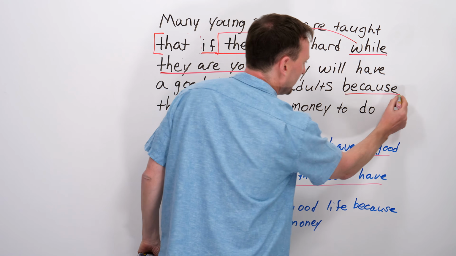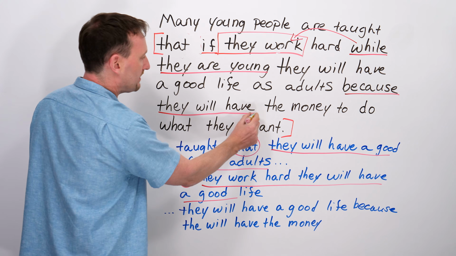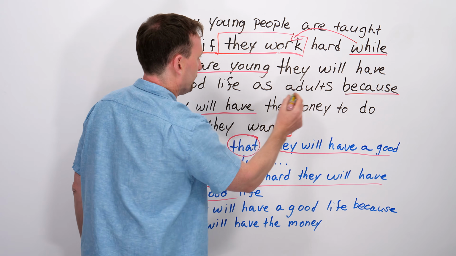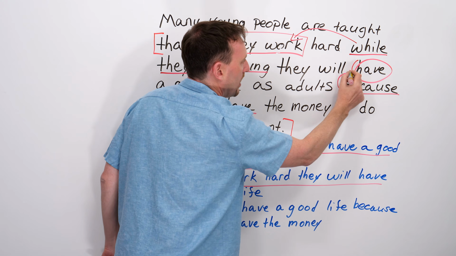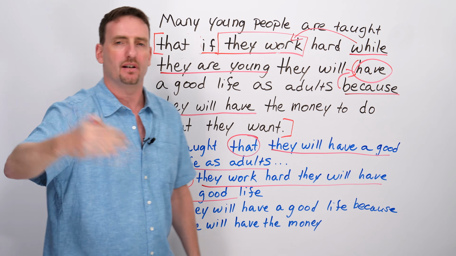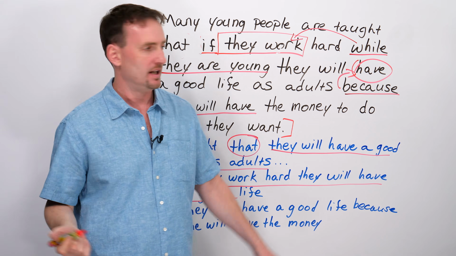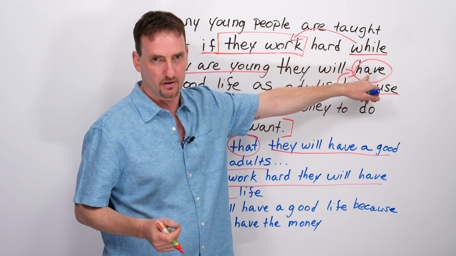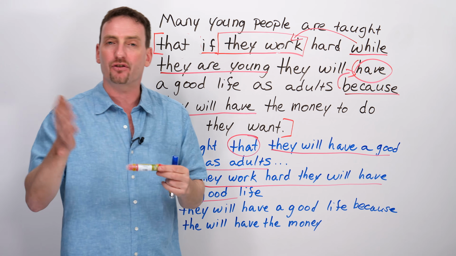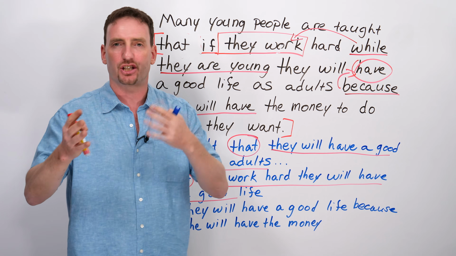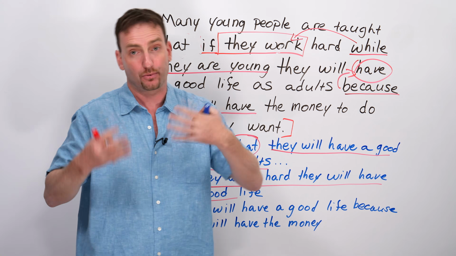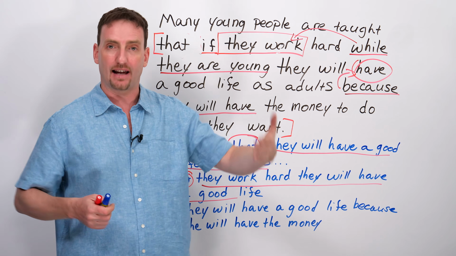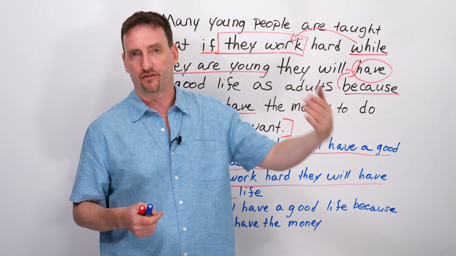Because, and I'm starting another adverb clause, because they will have. Why will they have something? Because they will have money. So now I have another adverb clause working on this verb. So this is what you have to remember. Adverb clauses have a relationship with some sort of verb. That's why they're called adverb clauses. They work like adverbs to modify verbs.